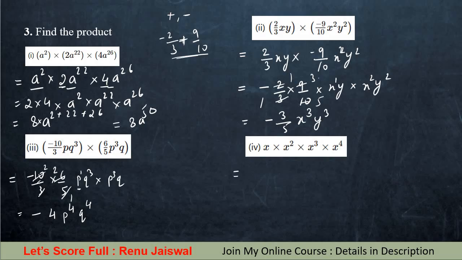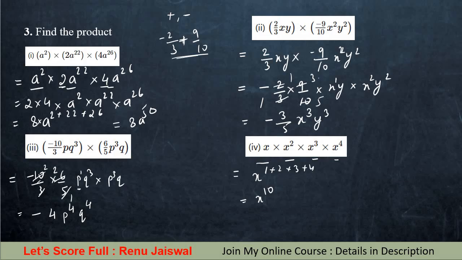Coming to the next question. Again it is, you can say, the simplest question. I do not have any coefficient, so need not multiply that. Then I have variable x and power here I have 1. Here 1, 2, 3 and 4. Just add 1 plus 2 plus 3 plus 4. What will it be? 1 plus 2, 3, 3 and 3, 6, 6 and 4, 10. So x to the power 10. This is the final answer.